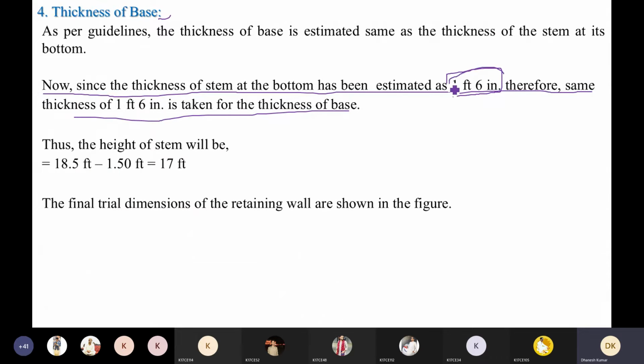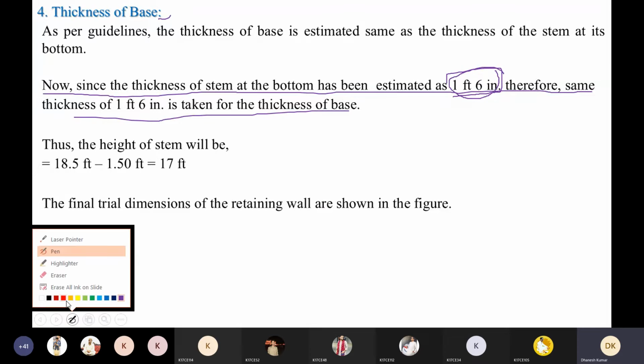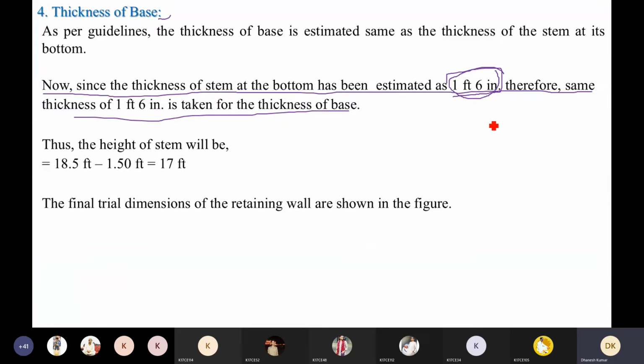The thickness of the base comes out to be 1 foot and 6 inches, that is 18 inches. Now the height that supports the backfill is only the wall. That is, if you have a retaining wall over here, and then you have a base of the retaining wall over here.